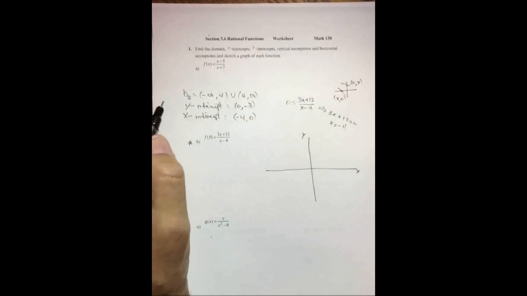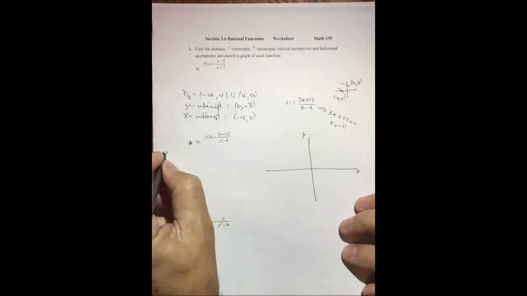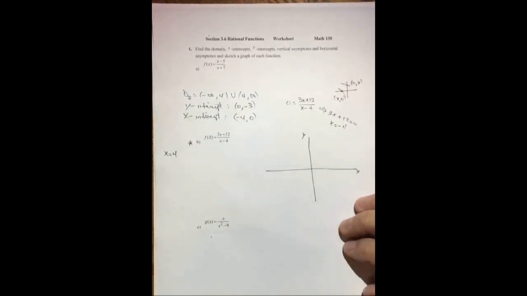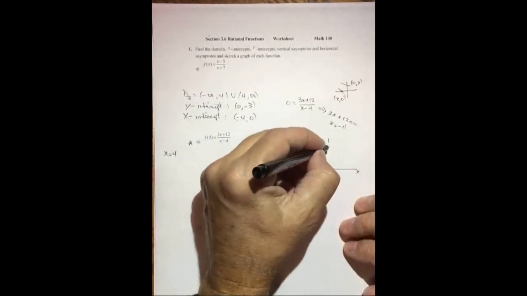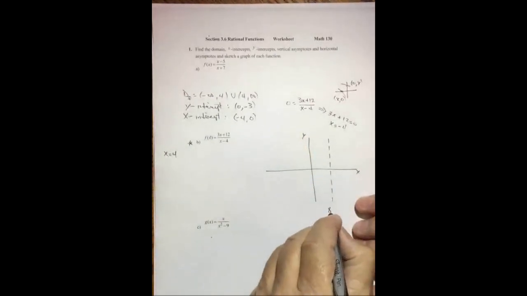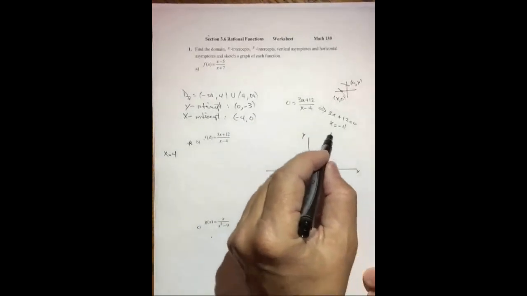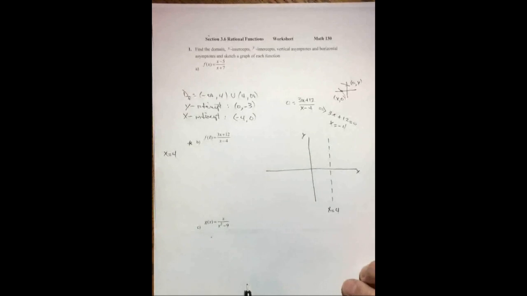Now, what's going to be the vertical asymptote? Remember, you get the vertical asymptote from the domain. X equals 4 is forbidden. So x equals 4, let's put it right here. X equals 4 is going to be a vertical asymptote. The function cannot cross this. Whatever the function's doing, it's going to be bending when it gets close.